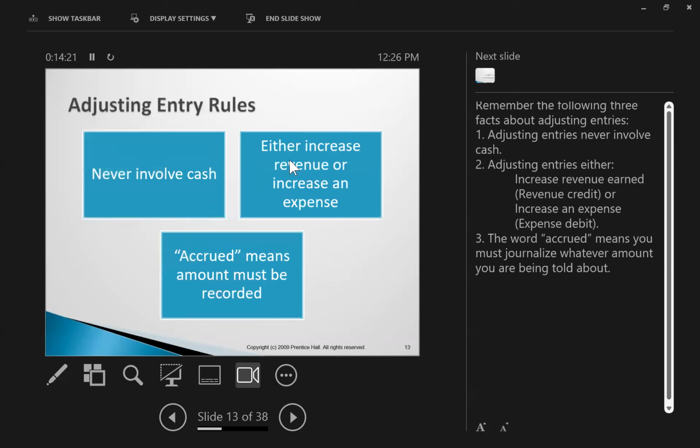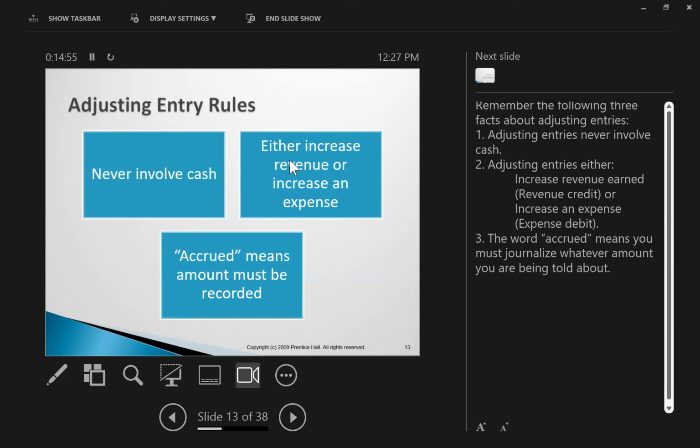Some key rules. First of all, when you're doing adjusting entries, never, ever involve cash. As much as I drill this into people, for some reason, I always see people doing adjusting entries and they want to adjust cash. I think it's because they're not sure really where to go with it, so cash just makes sense to them. But do not ever use cash as an account when you're doing adjusting entries.